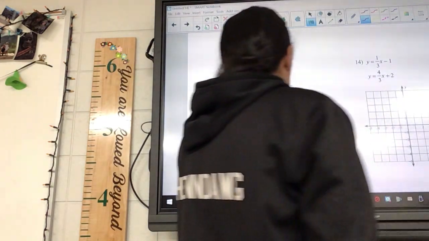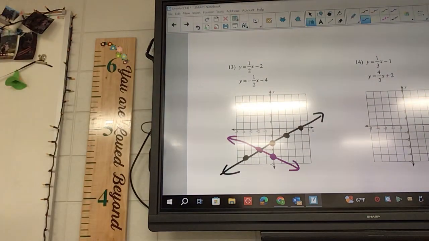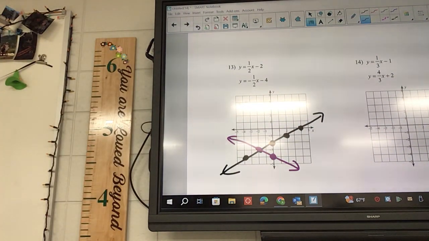Okay, and this is where people get all tripped up, because they see 1 over 2, 1 over 2 on both of them, and they think, oh, it's going to be no solution. So they don't even bother. But it's not, because 1 is positive and 1 is negative 1 over 2. So they are going to intersect.